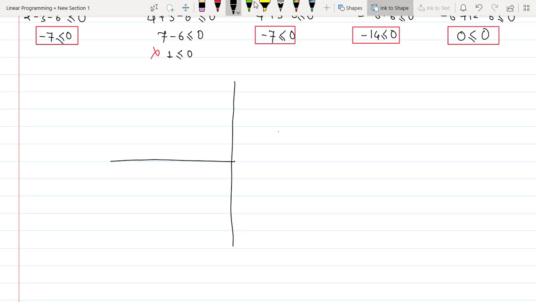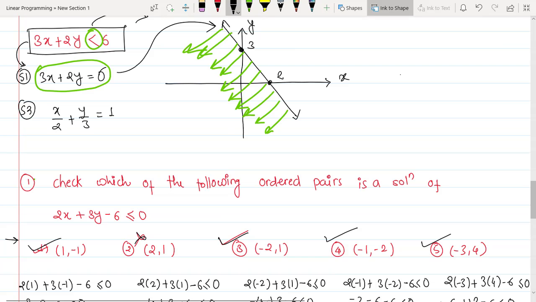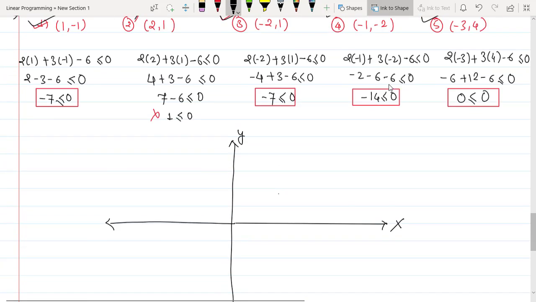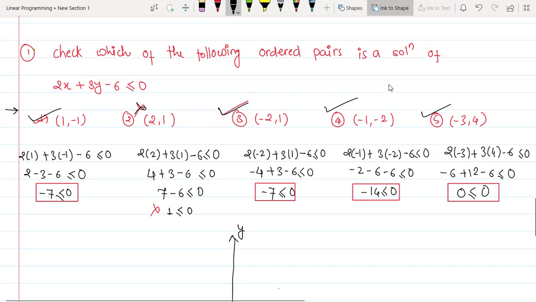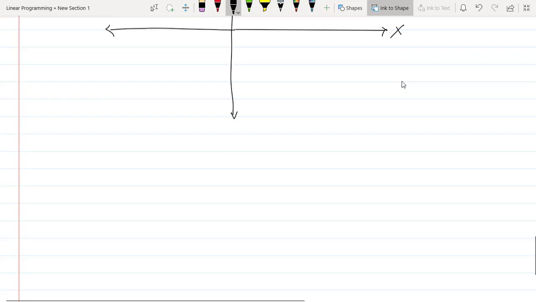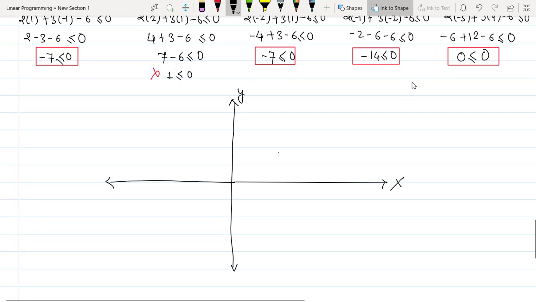This is what we have, the x-axis. Okay, great. X-axis, y-axis. Coming to the inequality, so it is 2x plus 3y minus 6 is less than or equal to 0. So first step is what? Convert the given inequality into the equation.